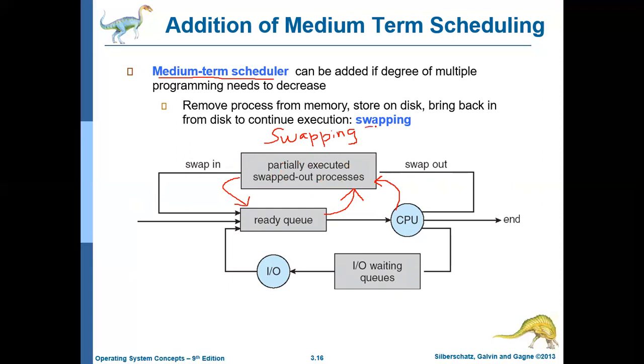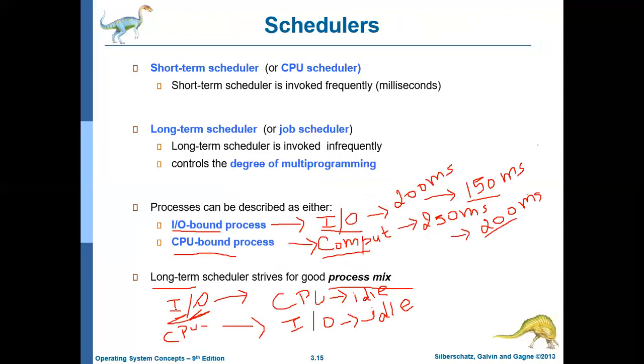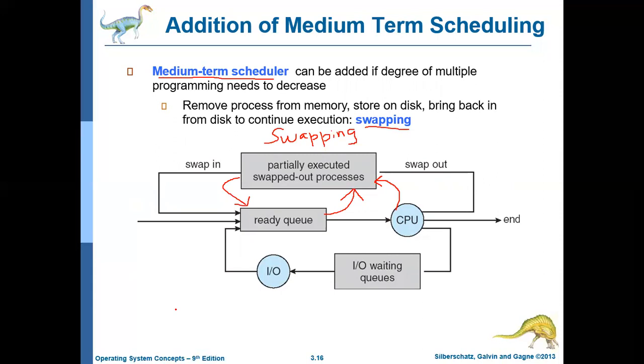So this is called swapping, and it is done by a particular scheduler, called the medium term scheduler. So these are the different types of scheduler: long term scheduler, short term scheduler, and medium term scheduler. And also here we have discussed what is meant by a CPU bound process and what is meant by an IO bound process.